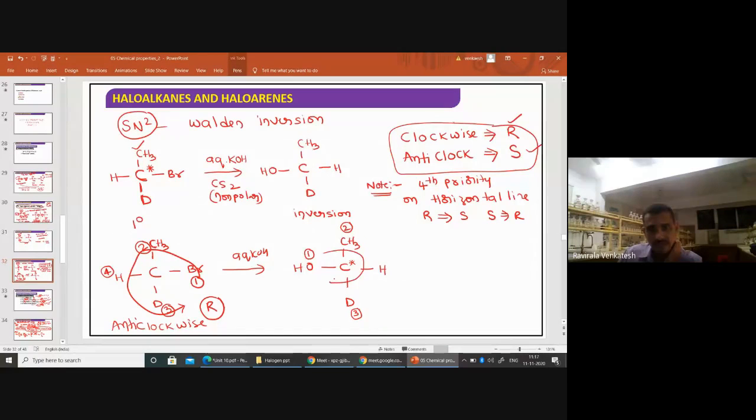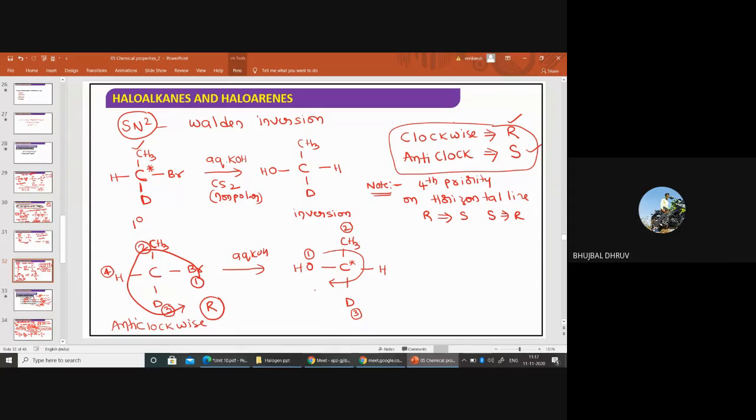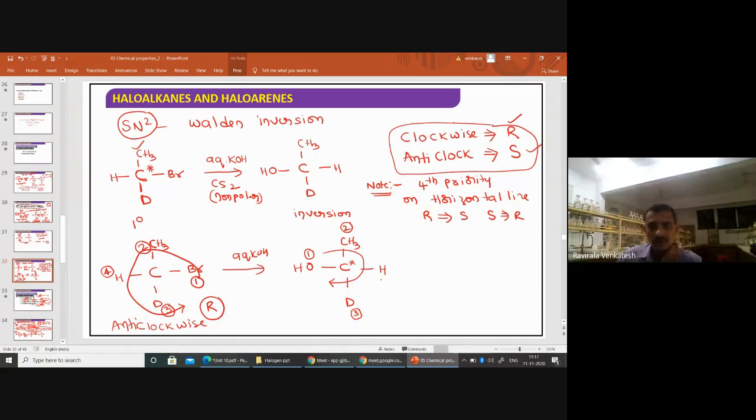Now, is it clockwise or anti-clockwise? Clockwise. Now, clockwise actually we need to give as R configuration, but the fourth priority is on the horizontal. So what do we have to do for this one? R will convert into S here. In all cases you don't need to convert, only if the fourth priority is on horizontal. Now this is having S configuration. This phenomenon we are calling inversion of configuration.